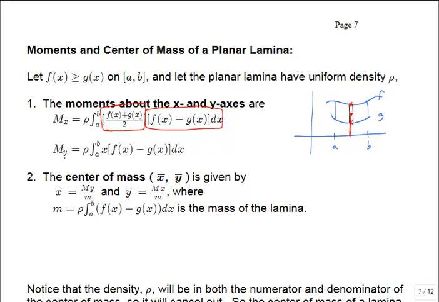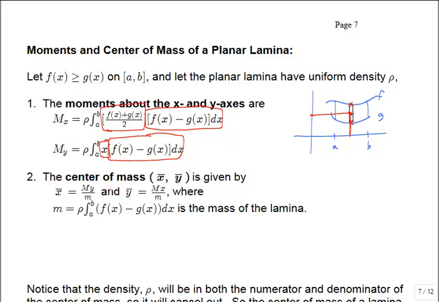For the moment about the y-axis, you also need that area, but your directed distance from the y-axis is just this x-coordinate of this point. So that's where that x comes from. And your area times your rho is what gives you your mass. So that's why the rho is in there as well. So these are called the moments.